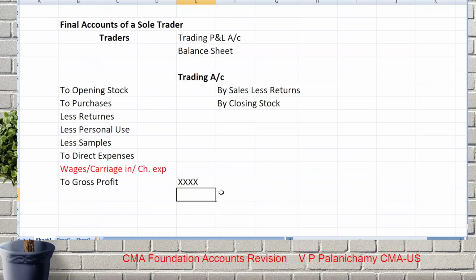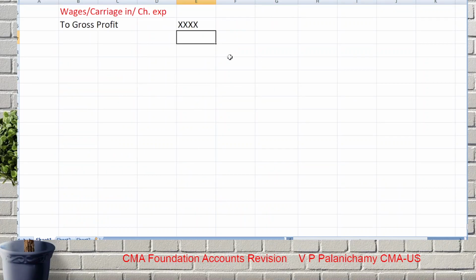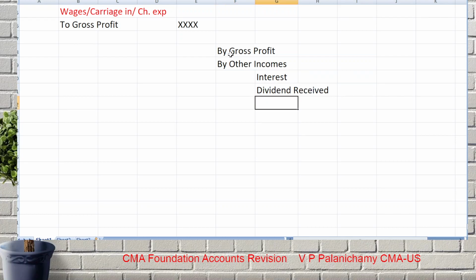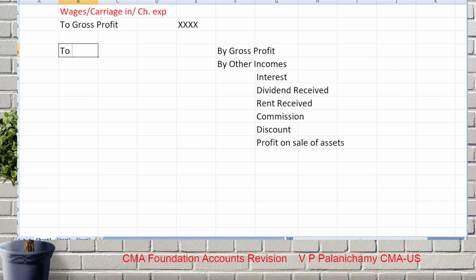Then once the trading account is prepared, we continue with the P&L account, where we record gross profit. Then other incomes, examples of other income: interest, dividend, rent received, commission received, discount received, profit on sale of asset, we record. Then we record various expenses.